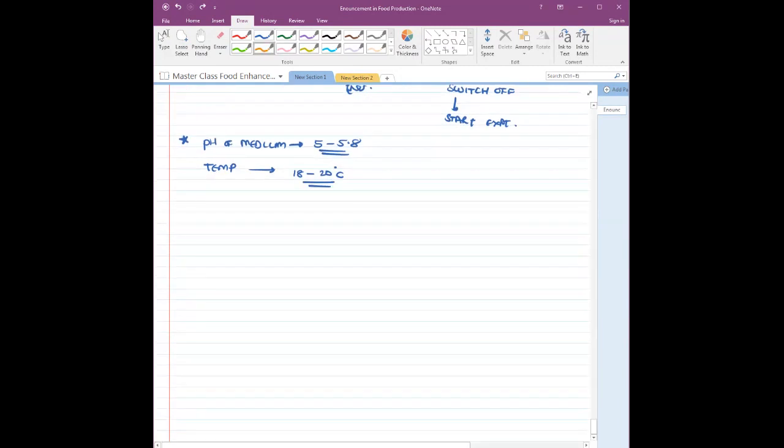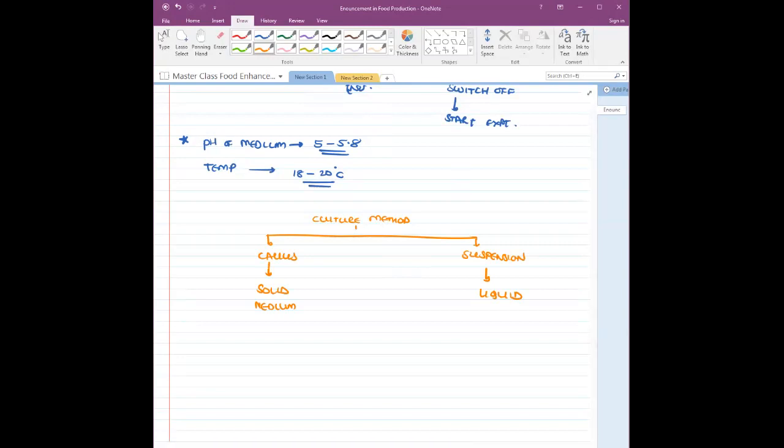Okay, last thing, I'll just put it down. Culture methods. We have callus culture and we have suspension culture. The only difference is that callus culture is generally on a solid medium, and here the cells are going to be taken care of in a liquid medium. That is the only difference.